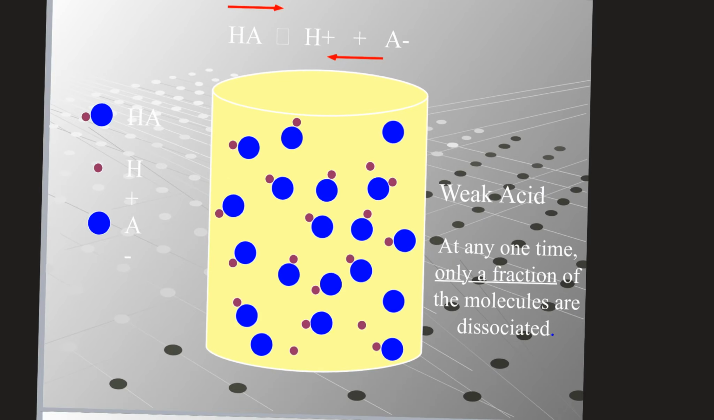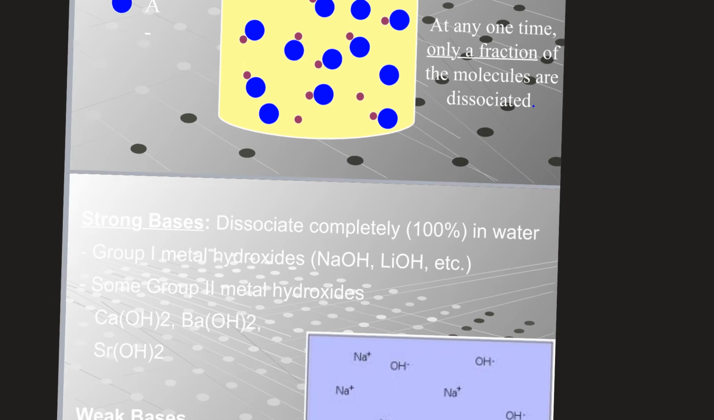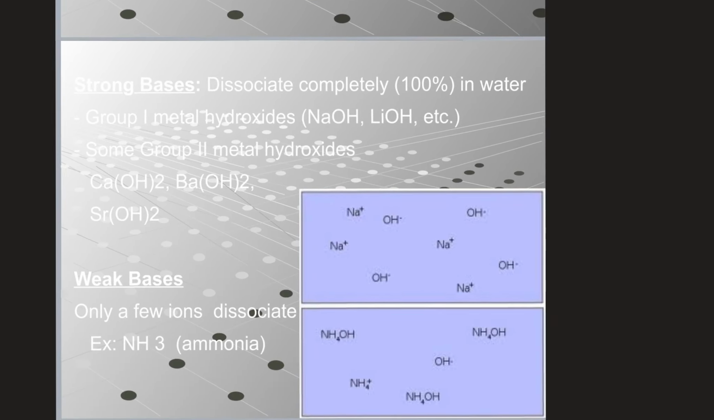All right, so here's just another illustration, just trying to relay that point. Strong bases, same idea. As for strong bases, it's mostly your group 1 and group 2 hydroxides. If you look at the periodic table, group 1 means lithium, sodium, rubidium, francium. These are your group 1 hydroxides, so they're considered strong.